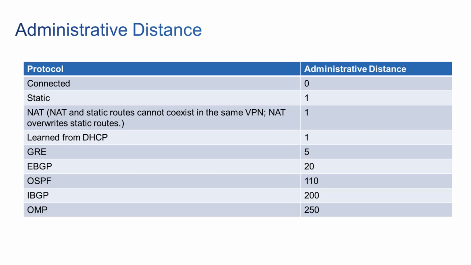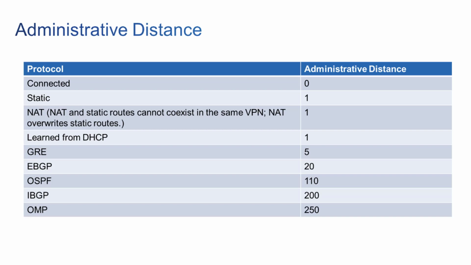So when the vSmart controller or the vEdge router is selecting an OMP route to a destination, it's always going to prefer the one with the lowest administrative distance value. As we can see from the table here, a connected route has a standard administrative distance of 0. Static routes have an administrative distance of 1. NAT translated routes, which would eventually overwrite static routes anyway, also have an administrative distance of 1. Routes that we learn from DHCP in the DHCP address allocation process will have an administrative distance of 1. Routes that are learned over GRE will have an administrative distance of 5.